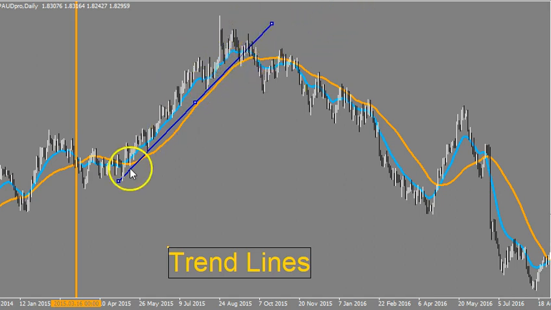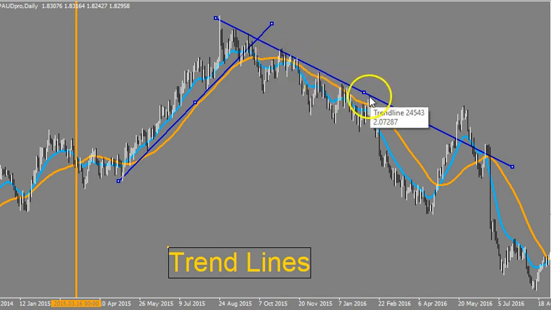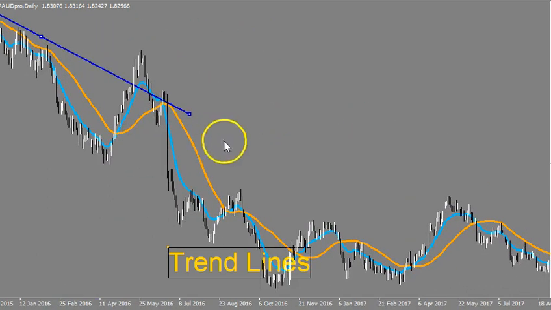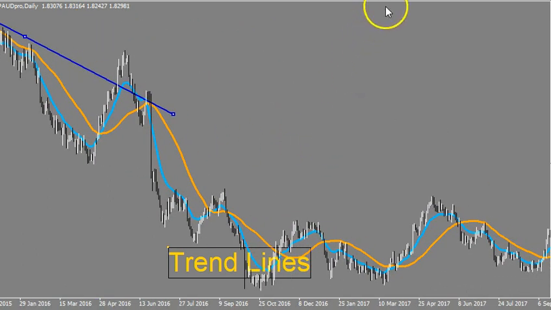Now, when price is going up, you want to draw the trend line below price. And when price is coming down, you want to make sure you're joining the tops of these candlesticks. So price coming down, you want to draw a trend line above price, and going up, below price. So let's move right along, and you can see how this works here.